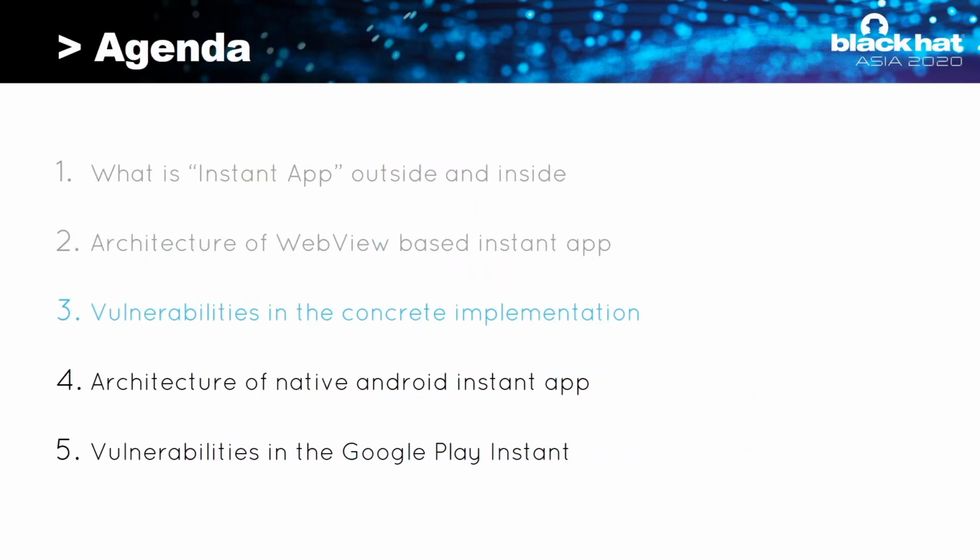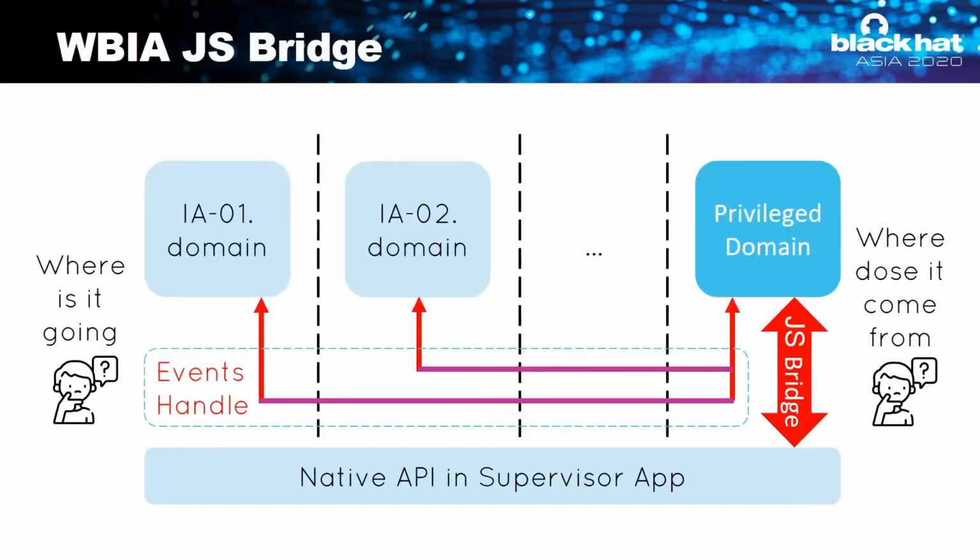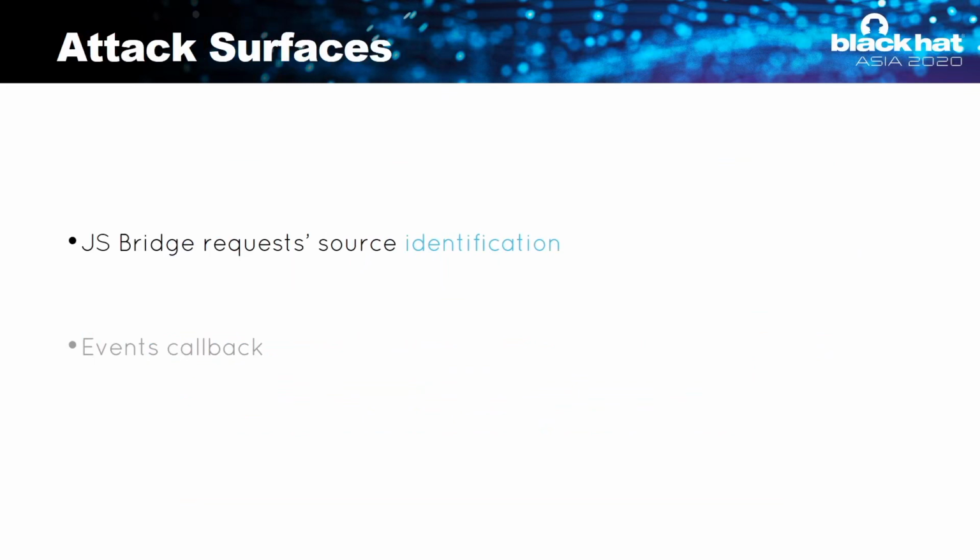Next, I will show you some attack surface and vulnerabilities in WBIA. Firstly, our target is lateral movement, compromising isolation between instant apps to steal data from other instant apps. Go back to the JSBridge. Obviously, there are two potential attack surfaces. Where do requests come from, and where to send the response? In other words, attack surfaces are JSBridge request identification and event callback. In this talk, I will only detail the first one.